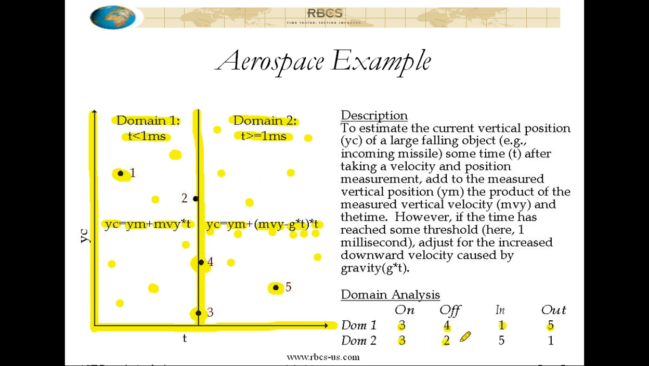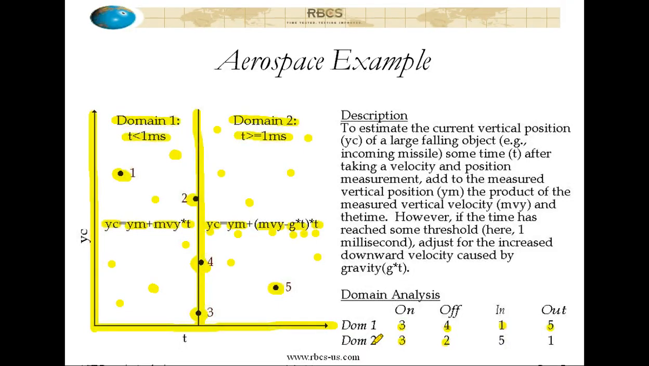Same thing with 2. 2 is just on the other side, and I'm going to reuse that. Now, again, you notice that 2 is in domain 1, just like 4 was in domain 2. And you're like, well, we're doing the analysis for domain 2. Well, yeah, that's true. Just because you're doing the domain analysis for a domain doesn't mean that the values fall into that domain. The off and the out values are not in that domain.